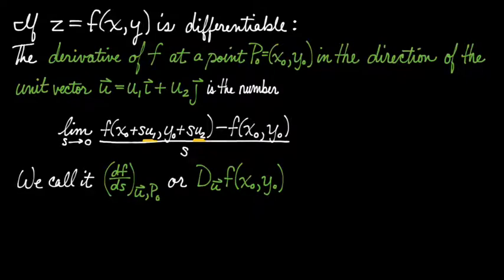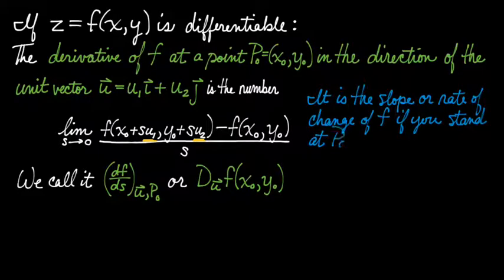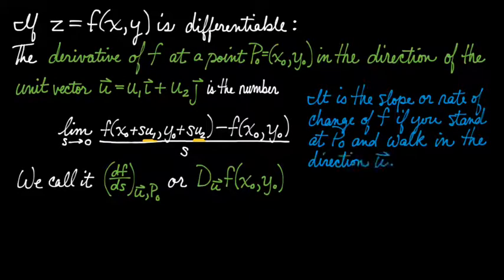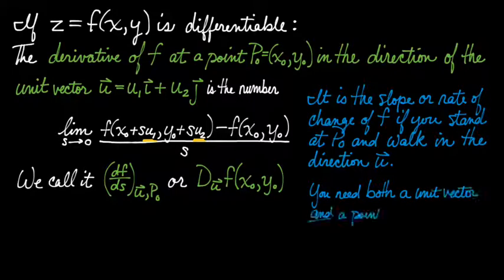One way of interpreting the directional derivative is this. It is the slope or rate of change of f if you stand at p0 and walk in the direction u. Imagine staring down at the xy plane, moving a little in the u direction, and watching whether z goes up or down. Another point I want to make is that you need both a unit vector and a point in order to compute this number at all.